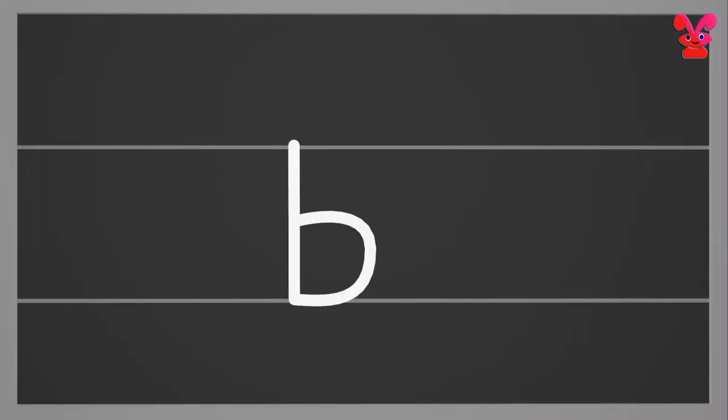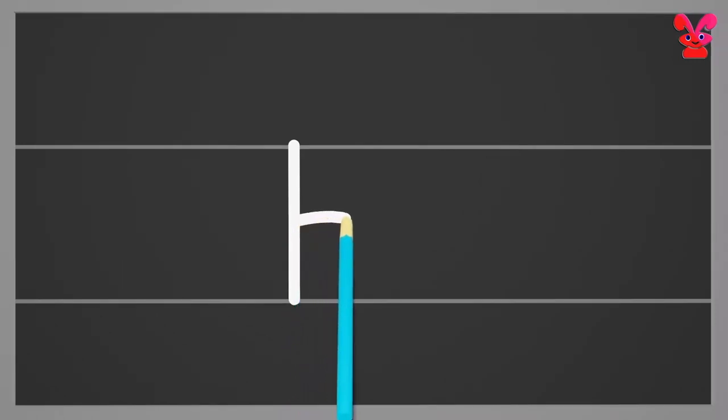Small b. Start from the top and draw a standing line downwards. Go to the center of the line and add a curve touching the bottom of the line. Small b.